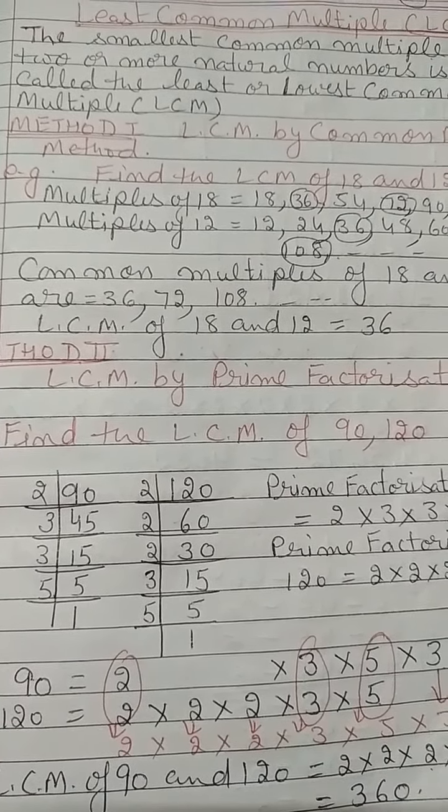Similarly, the 12 table: 12 ones are 12, 12 twos are 24, 12 threes are 36, 12 fours are 48, 12 fives are 60, then 12 sixes are 72 and so on. Then we mark the common numbers here. Like here is 36, here is 36. In both tables 36 is there. Next number is 72, and when you move further, you get more and more common numbers.